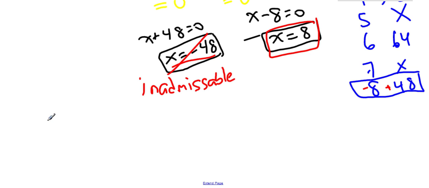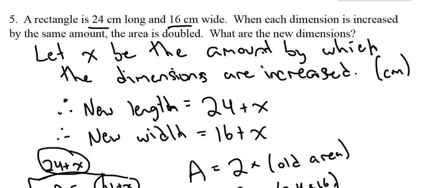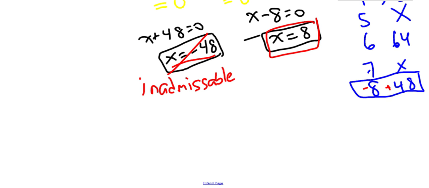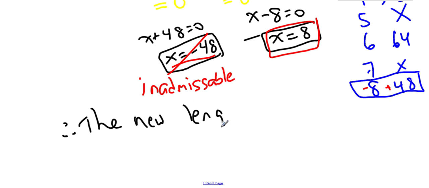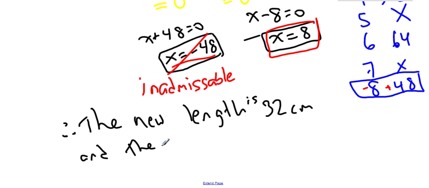So if x is 8, remember what we're trying to do is find the new dimensions. So if x is 8, we can say, therefore, the new length is 24 plus 8. And the new width would be 16 plus 8.